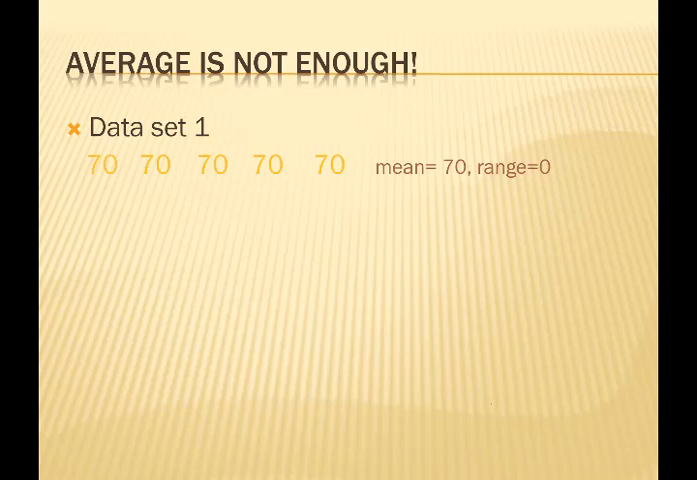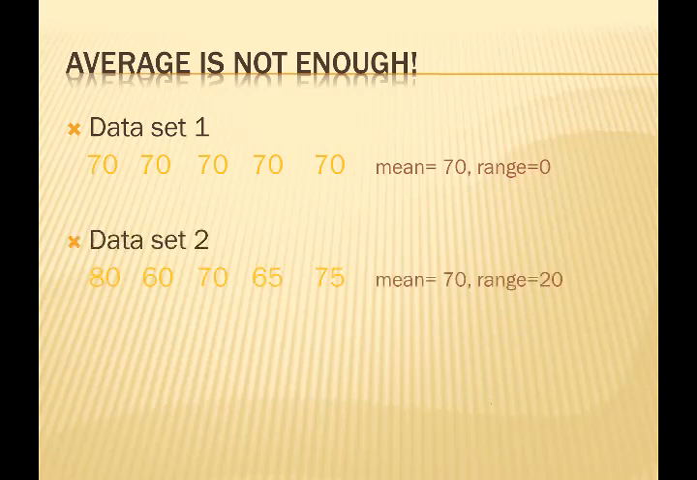So I would argue that average is not enough in fully describing a set of numbers. For example, data set 1 has numbers 70, 70, 70, 70, 70, and the mean would be 70, and the range is 0, and we define range as the distance between the highest and the lowest. And we see that there is absolutely no variation in this data. Now compare this to the next data set. Data set 2 has numbers 80, 60, 70, 65, and 75. Now, if you add up all these numbers and divide, you would be getting your mean. And surprisingly enough, you get the same mean as the first data set.